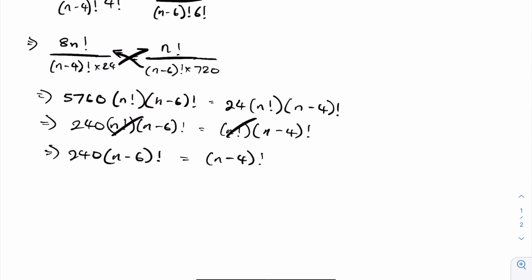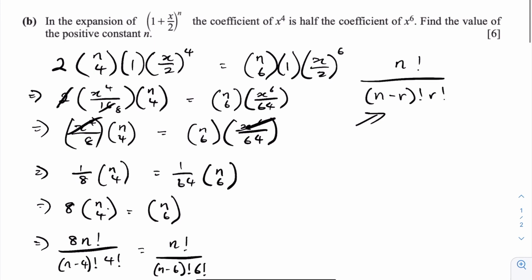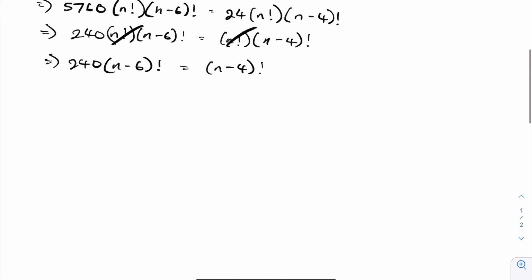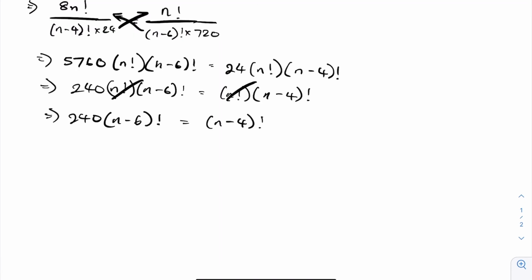I never think that's a bad thing to have such long working like this, because it just allows you to clear it up and also makes it very clear to the examiner what you're doing. Okay, you might be thinking, we're at another roadblock here. How do we simplify n minus 6 factorial and n minus 4 factorial when we don't even know what n is? Well, the good thing is that we can actually do this. So n minus 4 factorial is actually bigger than n minus 6 factorial. We can prove this. Let's just take a number greater than 6 and 4. Let's say 7.